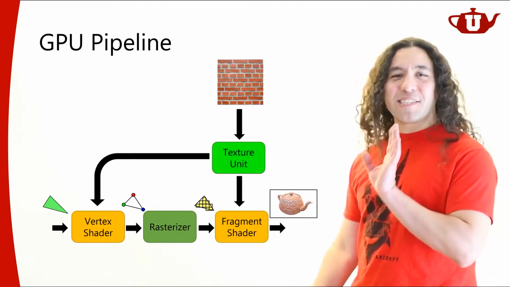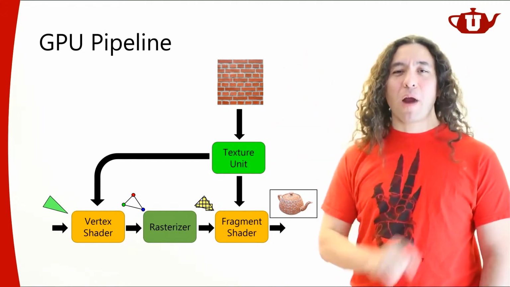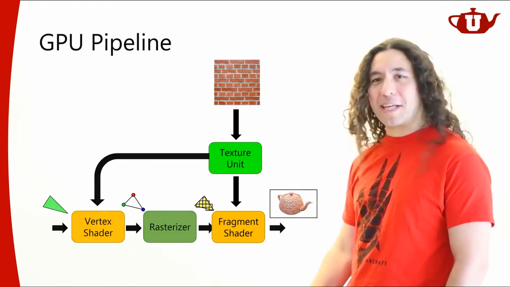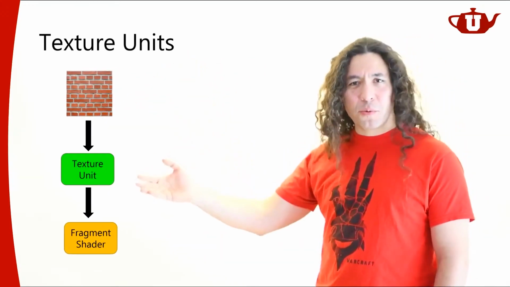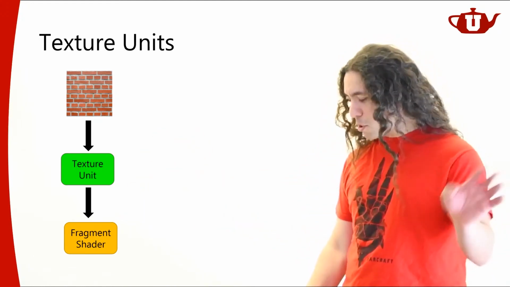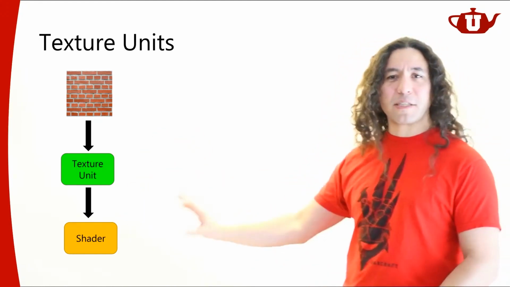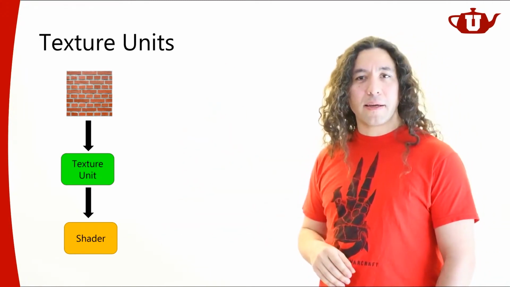You know what? Let's forget about that. Let's assume that everything is going to the fragment shader. This is exactly where we will need our textures. So let's just take that part: my texture going through my texture unit into my fragment shader. You know what? I'm just going to call it shader. It doesn't have to be fragment shader. It's some shader that's accessing my texture.